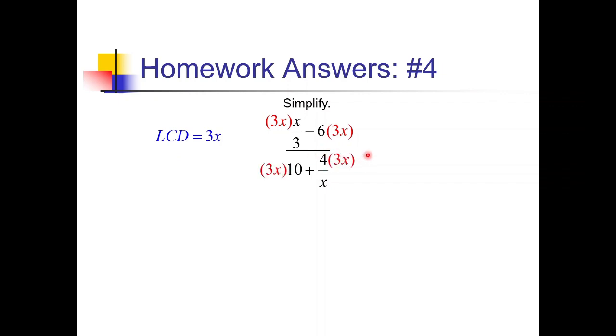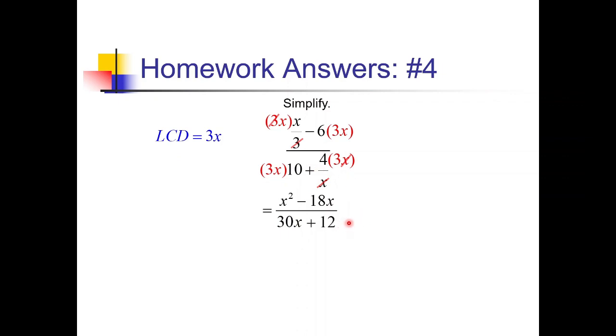Now let me cancel out what I can. I can cancel out these 3's up here and these x's down here, and that's actually about it. So let me see what's left over. In my numerator, x times x gives me x squared. And we have negative 6 times 3x, so that's negative 18x. In the denominator, I have 3x times 10, so 30x. And these x's are canceled, so I just have 4 times 3, which is 12.